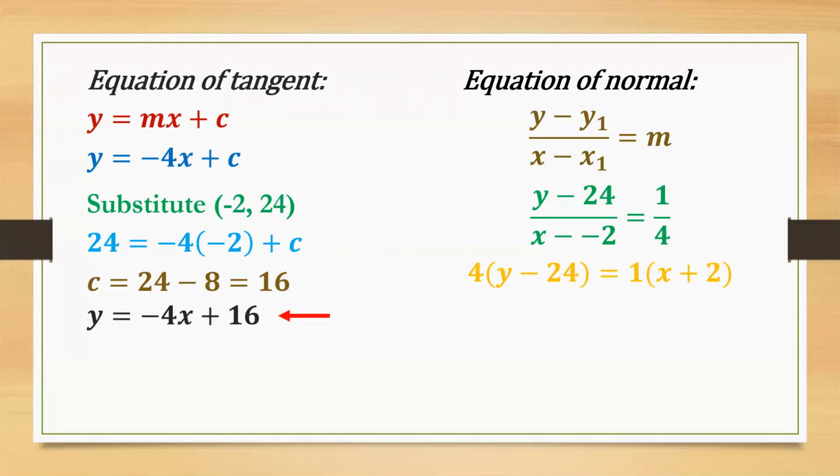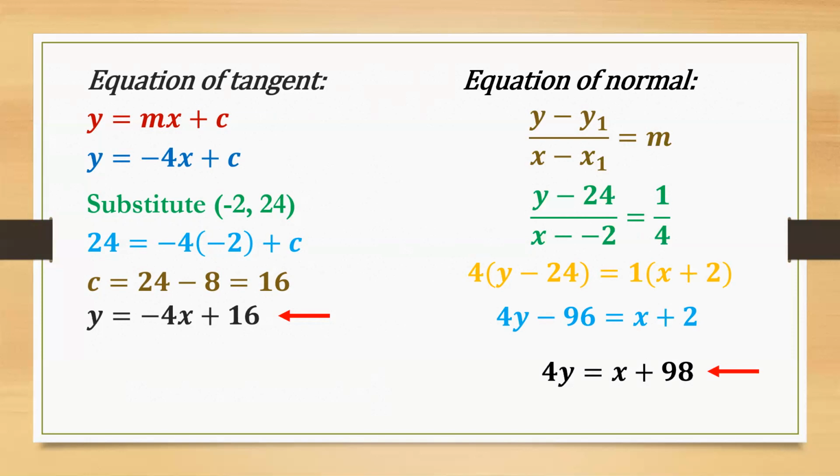Simplifying, expanding the brackets, simplifying, I get the equation of a normal as 4y equal to x plus 98. So this part is quite simple.